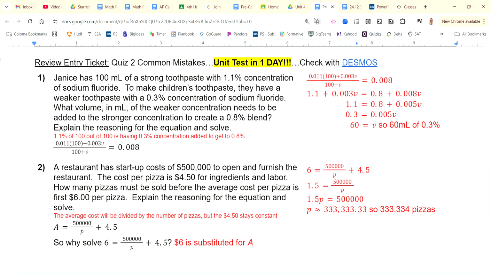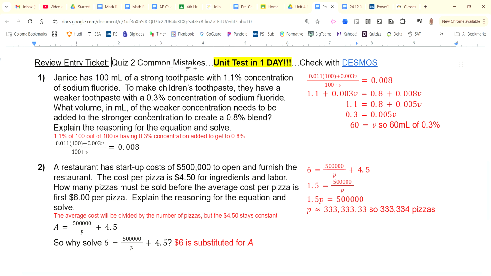So our learning target has been solving rational equations. Number one here, an application. Janice has 100 milliliters of a strong toothpaste with 1.1% concentration of sodium fluoride, the active ingredient. To make children's toothpaste, they have a weaker toothpaste with a 0.3% concentration of sodium fluoride.